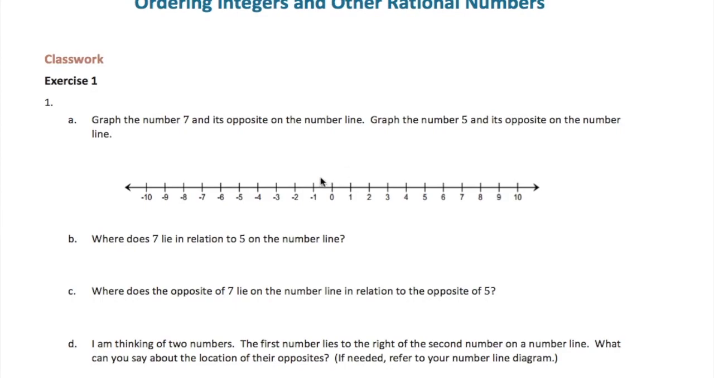So we're going to be looking at them on a number line to start. The first thing we're going to do is graph the number 7 and its opposite. So 7, of course, is here. We're just going to graph it by putting a point there. And its opposite would be -7.